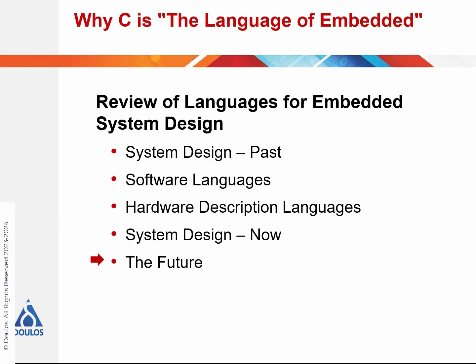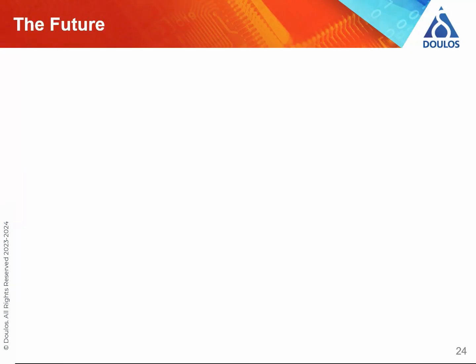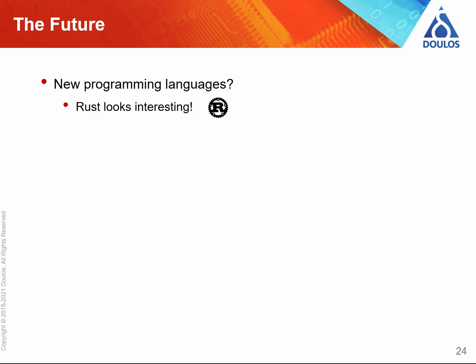Okay, let's move on to have a quick look at what the future might hold for us. We may expect to see new programming languages in the future, and one in particular that's currently generating a lot of interest is Rust. Rust looks like it may one day even replace languages like C or C++, but as I say, it's still very early days for that. So maybe we'll talk about Rust in another webinar.